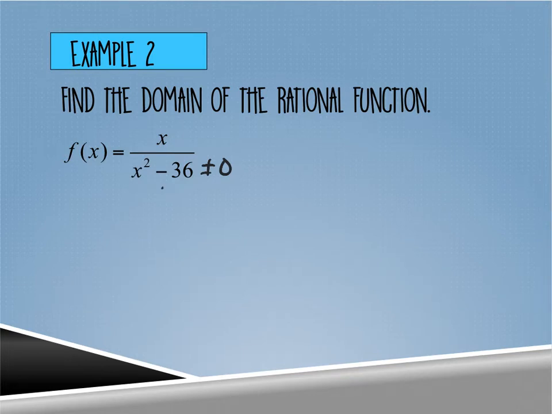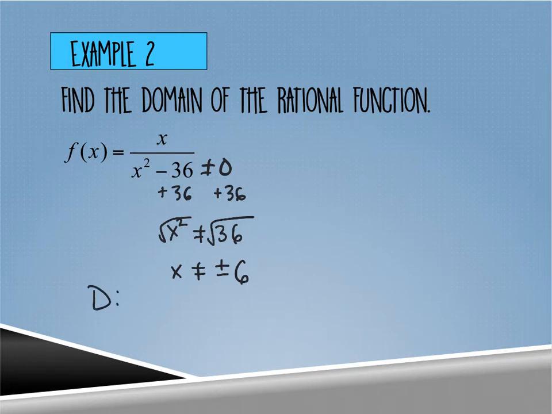So then we solve. We're going to add 36 to both sides. So we have x squared does not equal 36. Then we need to take the square root. So we get x does not equal plus or minus 6. So our domain in interval notation, what would we start with? Negative infinity to negative 6. And then 6 to infinity.